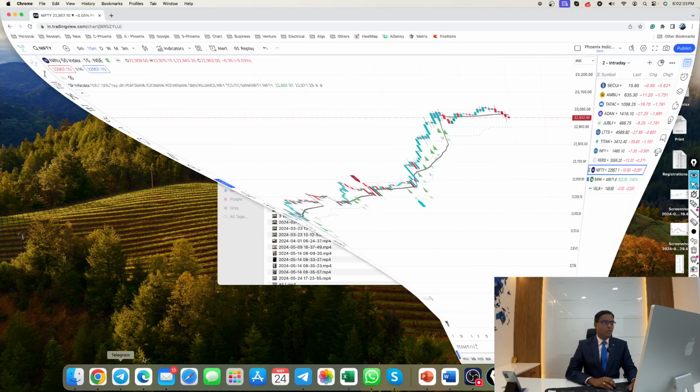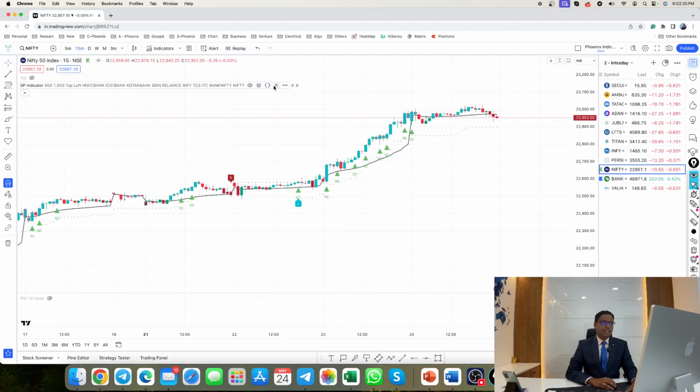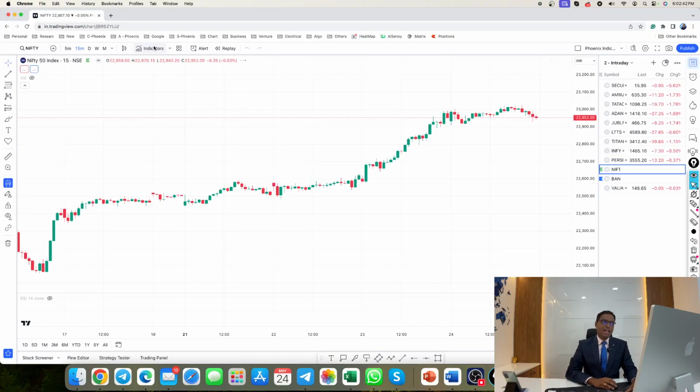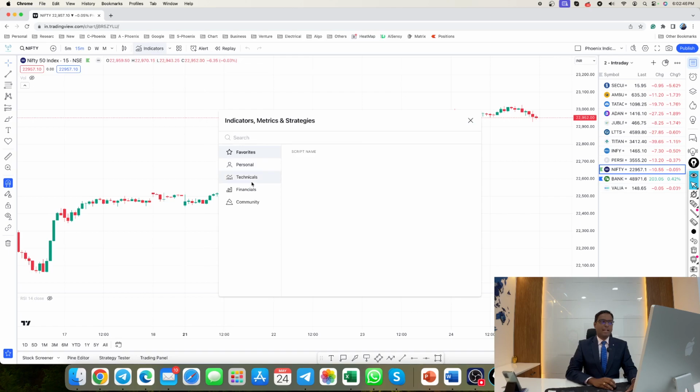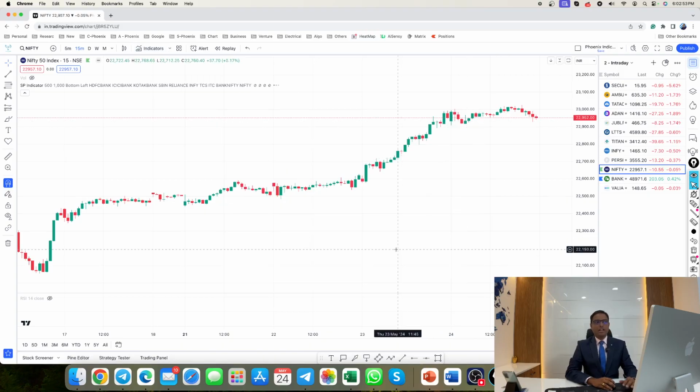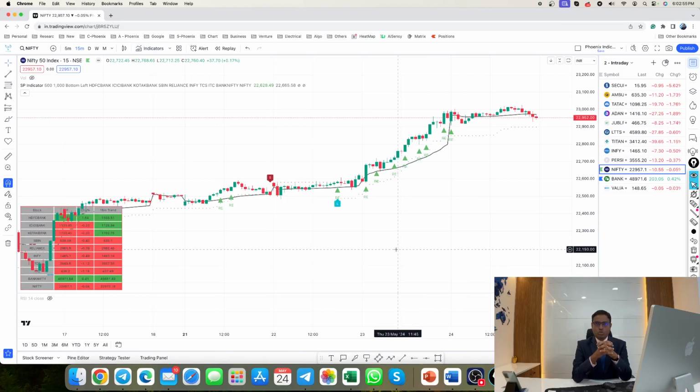delete the indicator. Let me show that. When you get a new update from our side, all you have to do is go back to the indicator, delete the indicator, save the chart, and refresh the chart once. After refreshing, add the indicator back again from the invite-only scripts. You will get the new updated features automatically in your system. That's what you're supposed to do.